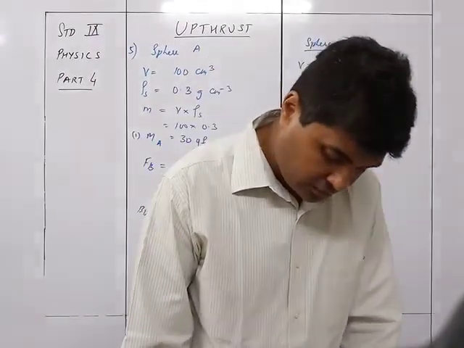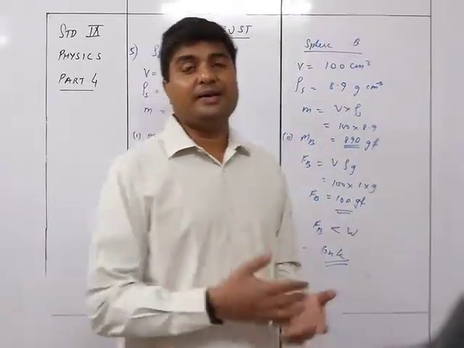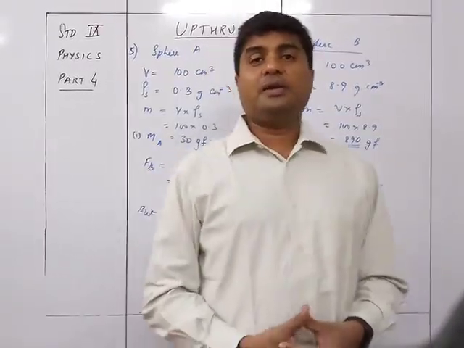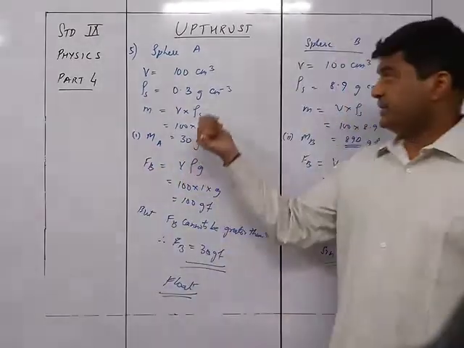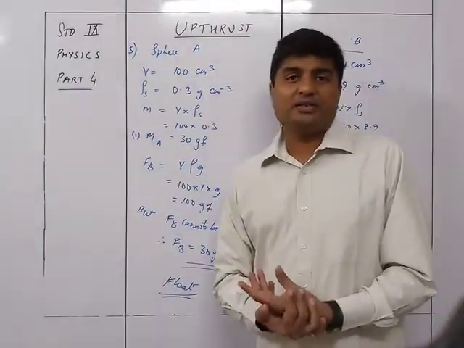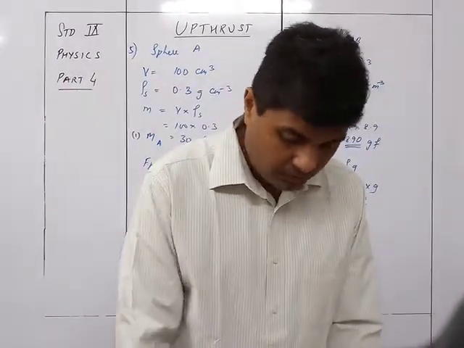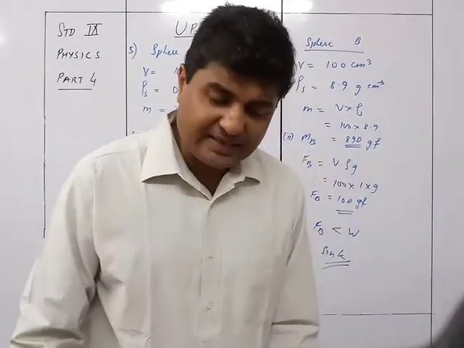So what is the reason? The reason being the density. Now we have learned that the density of wood is less than the density of the liquid. Density of wood was 0.3, whereas liquid was 1. So because the density of the solid is less than the density of the liquid, it is going to float. We now move on to sum number 6.